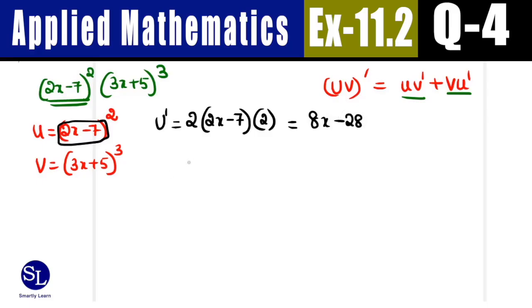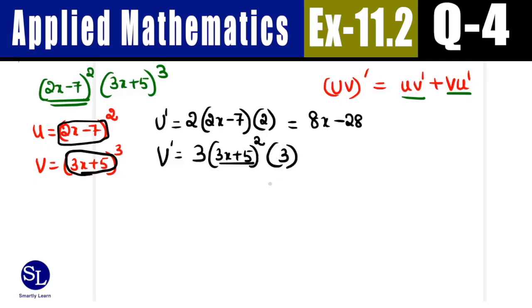Now let's do this again for the next term. v' can be written as 3 into, I'm applying the chain rule for this particular expression, 3 into (3x + 5)² into the differentiation of 3x + 5, which is another 3. So this is 9 into (3x + 5)². In fact, the previous one I'm simply writing as 4 into (2x − 7).